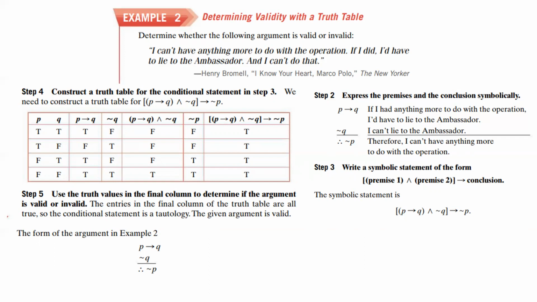False, false for an if-then statement is true. False, false for an if-then statement is true. False, true for an if-then statement is true. And true, true for an if-then statement is true. So the only case that we're going to have issues with is if we have a true overall premises and we return a false value for our conclusion.